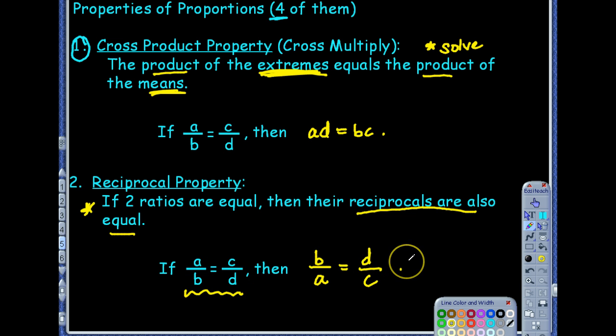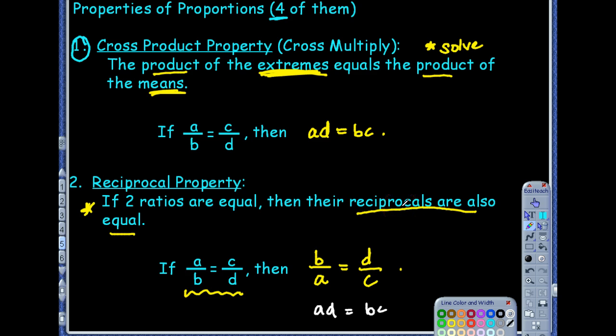Now, why would this actually still work? Well, as I look at this one, I'm thinking back to that cross product property for a minute, and I'm still going to get that AD would equal BC when I cross multiply. It's still going to get the same outcome. So this is just another way of writing the equation. Now, if I found the reciprocal of just one of them, that wouldn't work. It says reciprocals, so that means both of them.